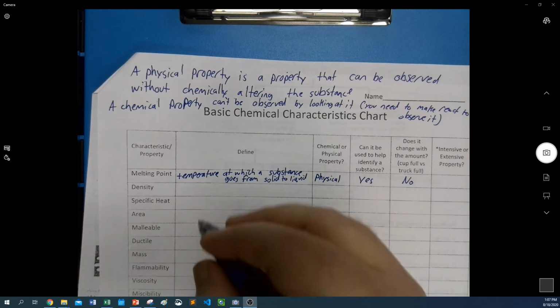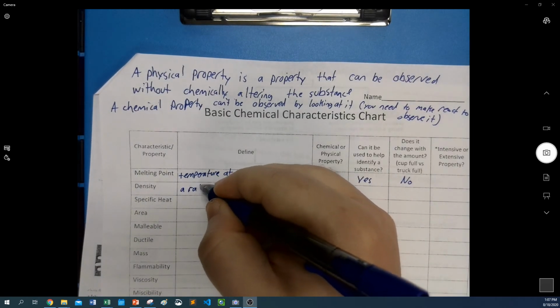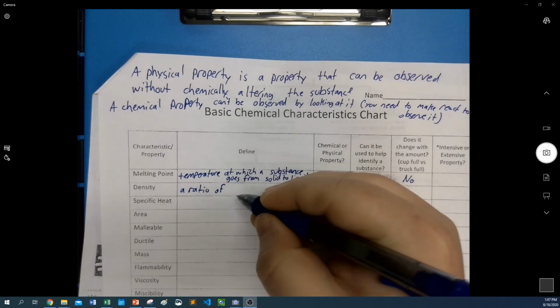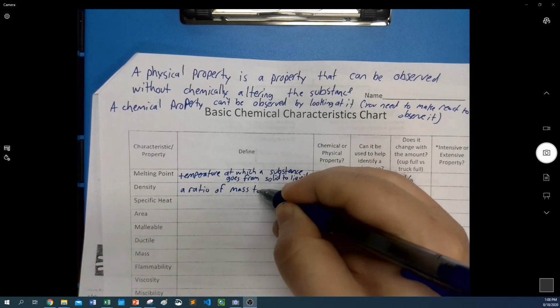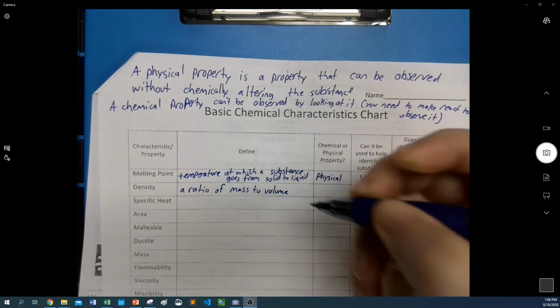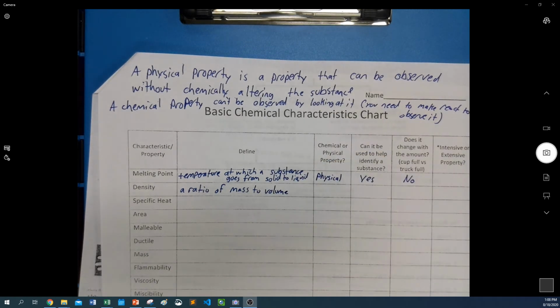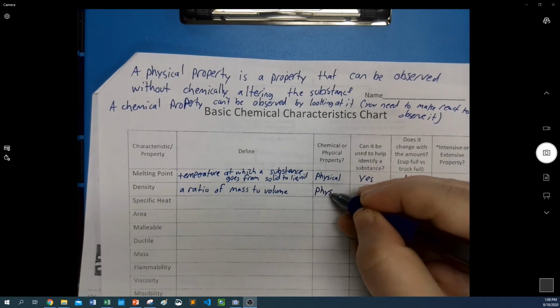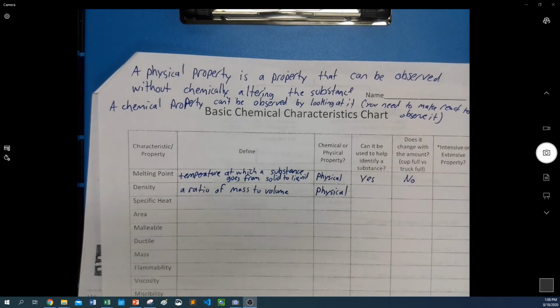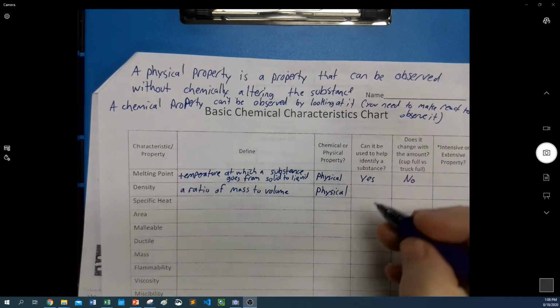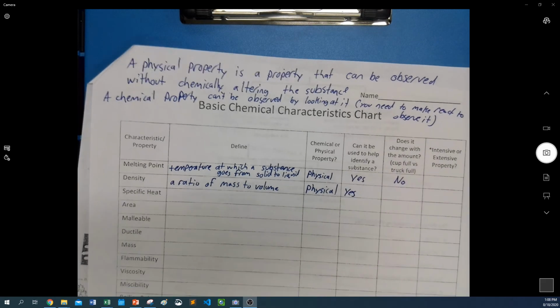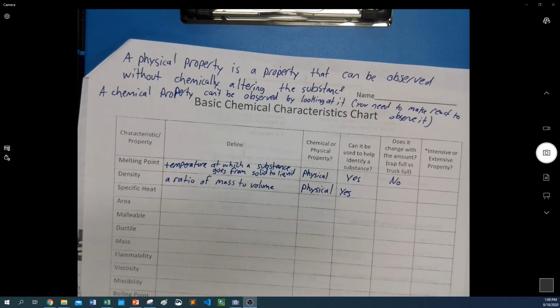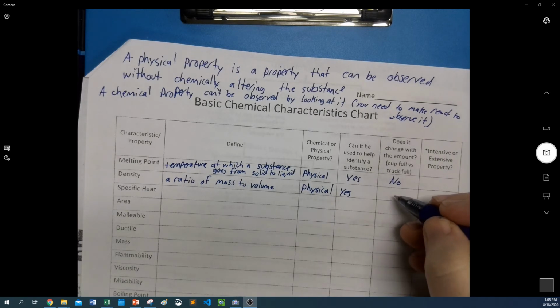Density. Density is a ratio of mass to volume. Is this a physical or chemical property? Physical. Can it be used to identify the substance? Yes. Lead is heavier than most metals. Gold is much heavier than copper. Does it change with the amount of substance? No.